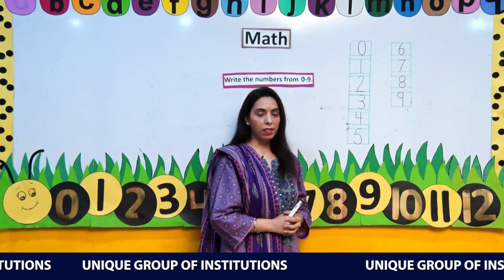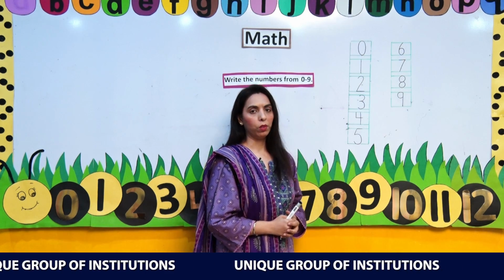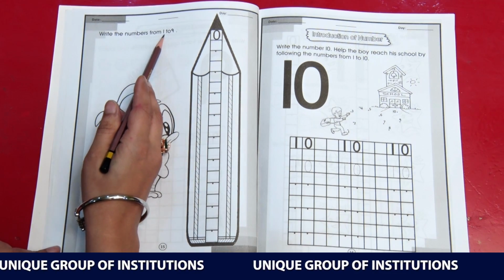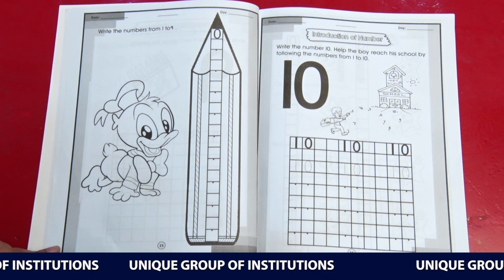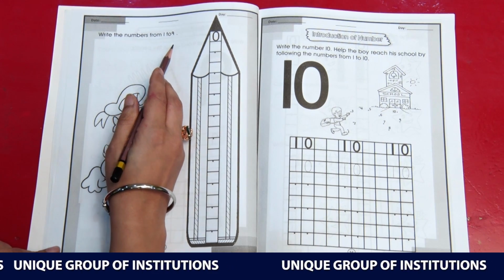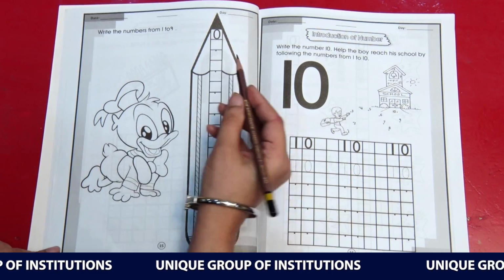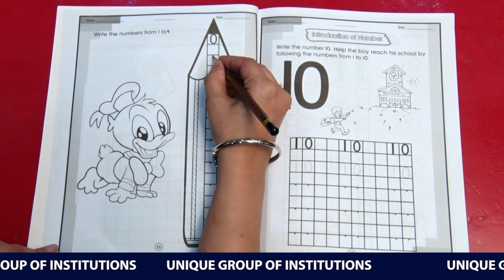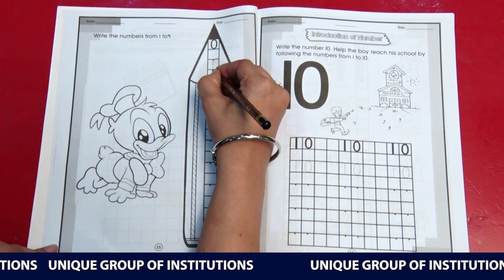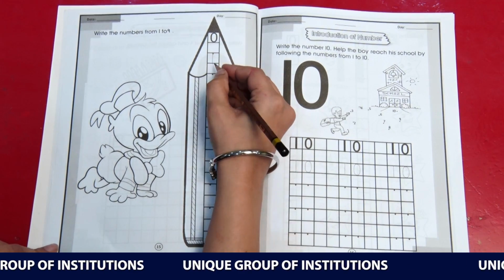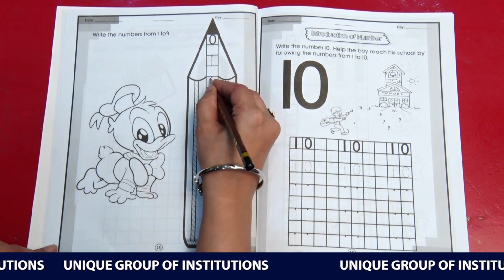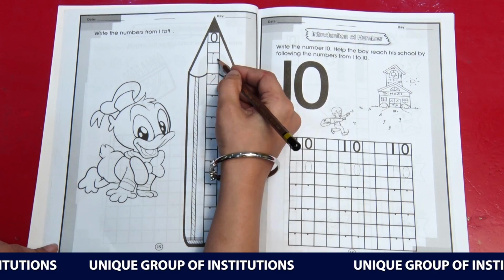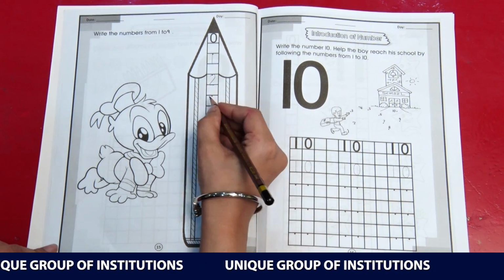Now, we will practice these numbers on our workbook. My dear kids, now we are going to write from number 1 to 9. Open page number 15. 0 is already written. So, we will start from number 1. What comes after 0? 1. 0, 1 and what comes after 1? It's number 2. 0, 1, 2 and what comes after 2?